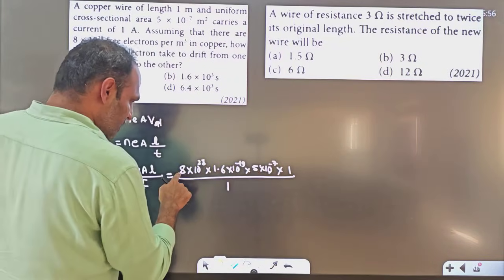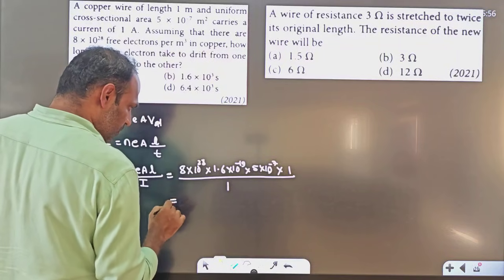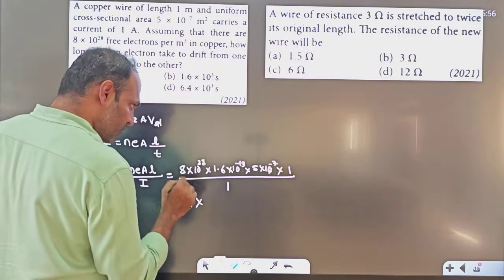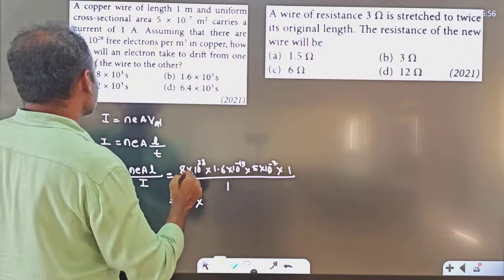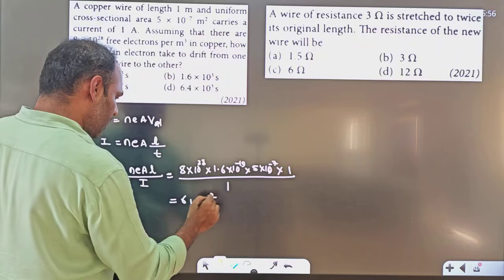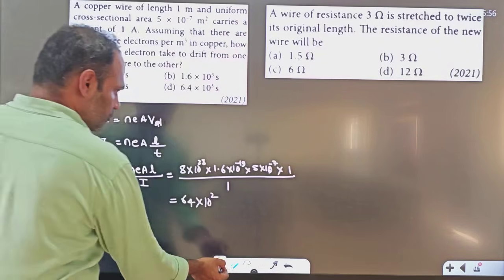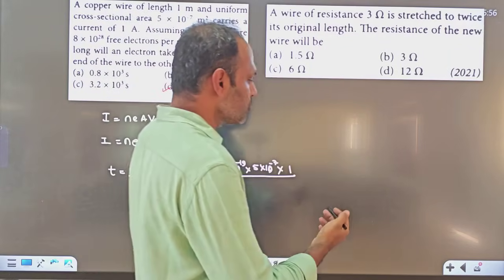So 8 into 5 is 40. 40 into 1.6 will be 64. 64 into 10 raised to minus 26 plus 28 gives 10 raised to 2. So 64 into 10 raised to 2, or 6.4 into 10 raised to 3. So option D is correct. Option D is correct. Let us move on to the next question.